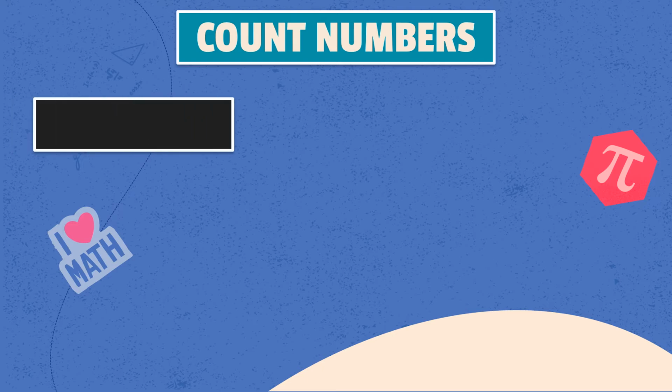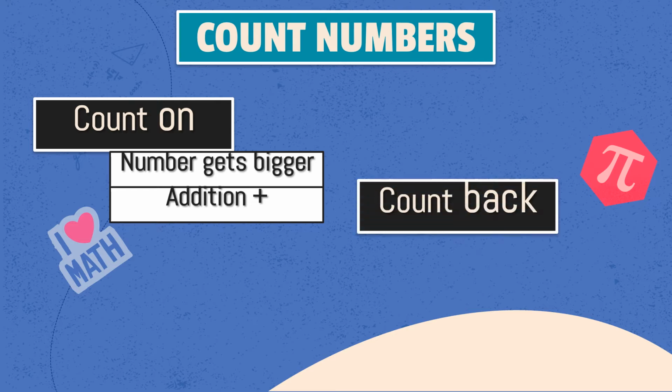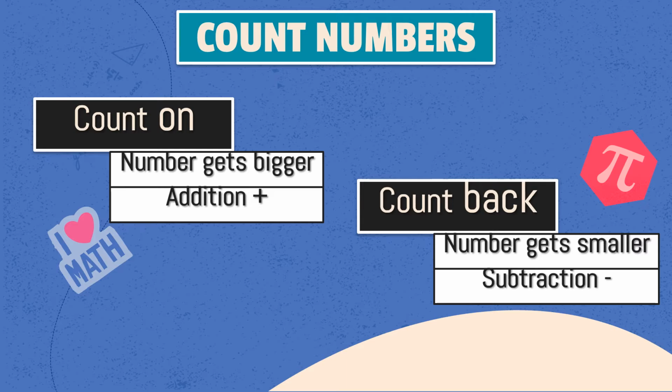Okay, there are two terms that you will learn for this subtopic. Count on is whereby the number gets bigger, means nombor tersebut membesar nilainya atau meningkat. It involves addition numbers. Another is count back, where the numbers get smaller, means we start from the bigger number to smaller numbers. It involves subtraction numbers.